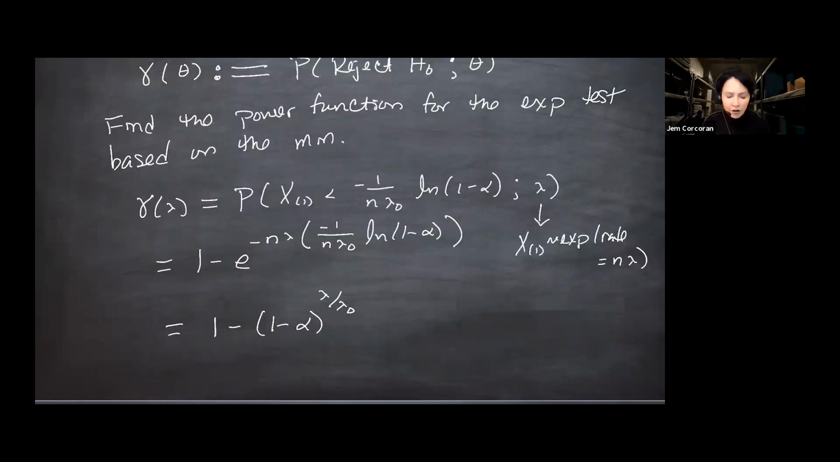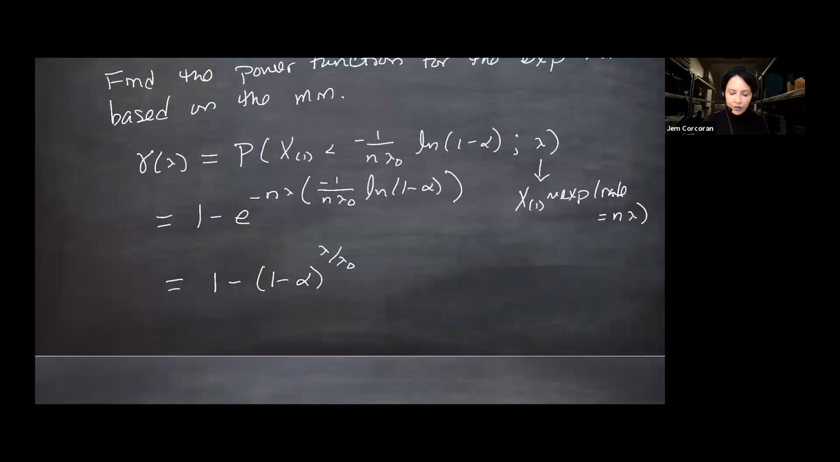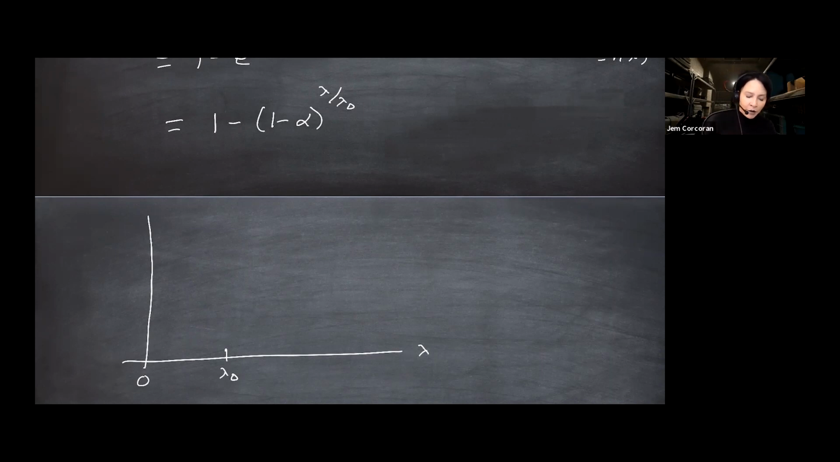This is a strange power function because it doesn't depend on the sample size, which lines up with saying the minimum is not going to be a great thing to base the test on. In general, there should be an n in there, but it is a function of lambda. If you graph it as a function of lambda, for the exponential, lambda has to be greater than 0. I'm going to put down the fixed lambda naught that's given in the problem. And the power function is just the probability we reject the null hypothesis when the parameter is lambda.